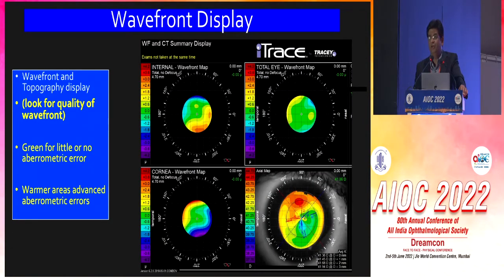Next, we move on to something known as a wavefront display. Now, many of us, we don't want to go into figures. We just look at what is going on. So when we look at this map, this is not a topography map, it is actually a map of the wavefronts. And this gives us just a qualitative kind of a look. So when we see these kind of colors, we know that there is something wrong with this eye and we should look more closely at this eye.